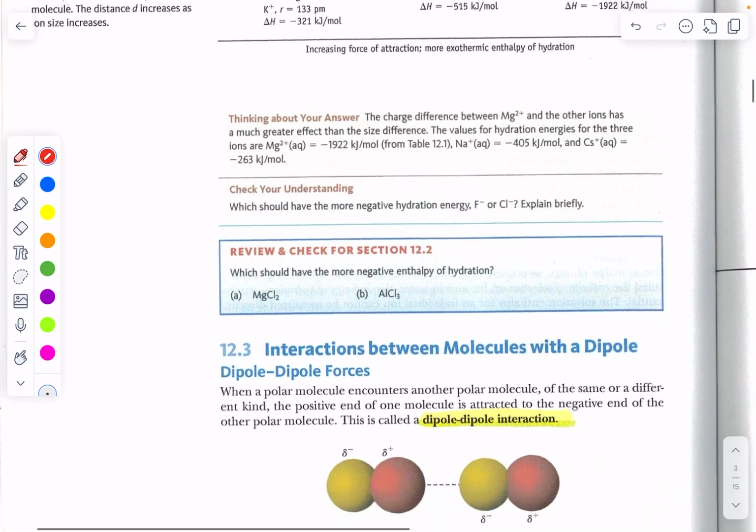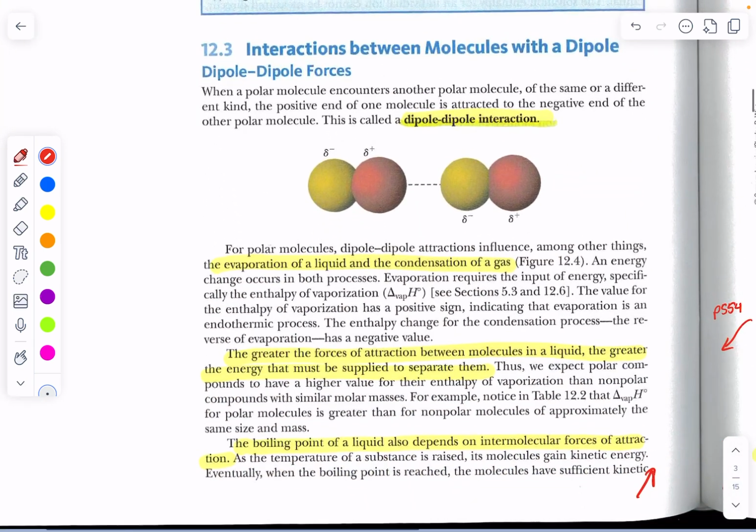All right, let's come to section 12.3, interactions between molecules and dipoles. So we're going to leave the ions behind, and now we're going to be looking at dipoles. And your two dipoles, one molecule could be the same as the other, like if you had a whole bunch of water, or a whole bunch of ammonia, or the two molecules could be different, dissolved in each other. But if they're both polar, then you're going to have dipole-dipole interactions, or dipole-dipole forces of attraction, where the positive is going to be attracted to the negative right here.